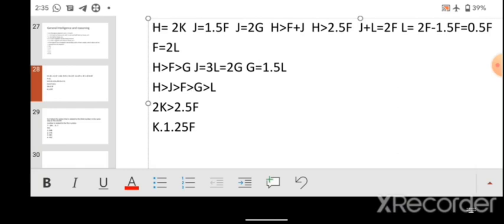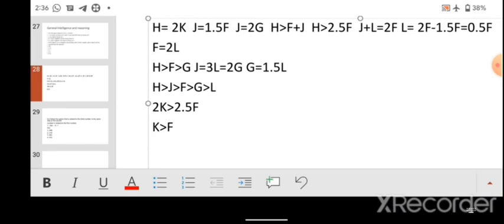Okay, sorry. J is equal to 1.5 times F. Yeah, okay, no, it's correct. So K is greater than 1.25 times F. So K is greater than F. So we can write K is greater than F.